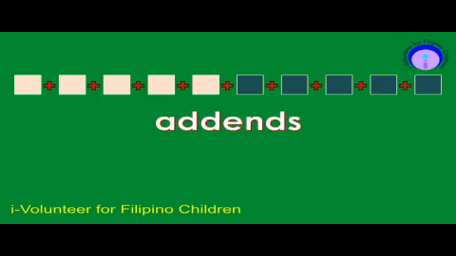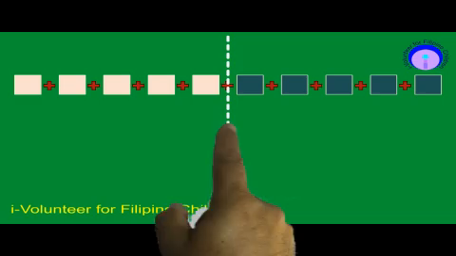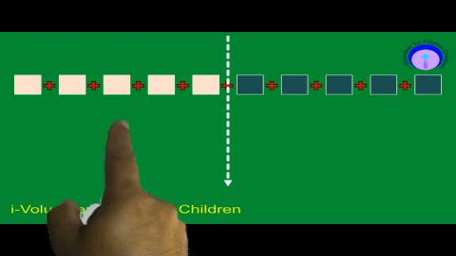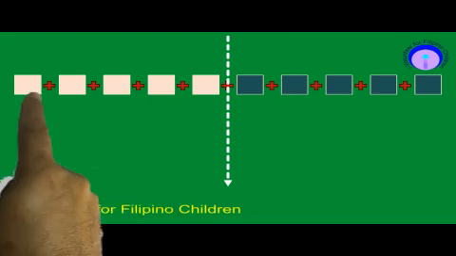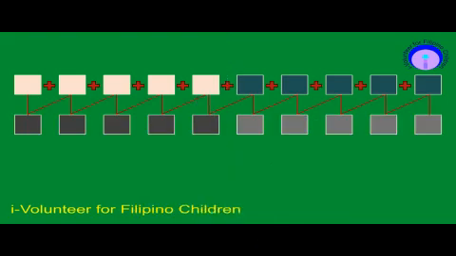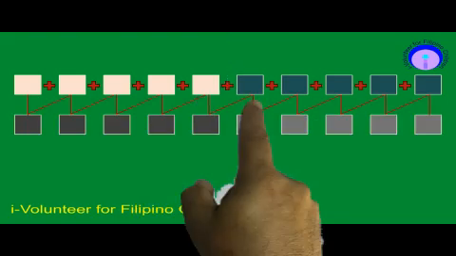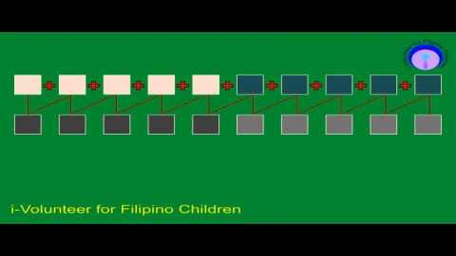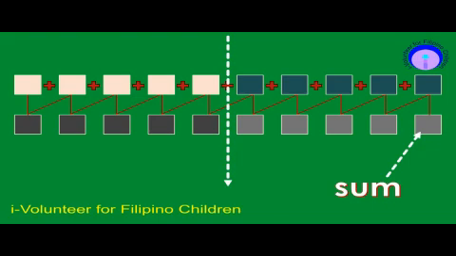Ano ba ang mga addends? Ito yung mga numbers na i-add natin. Manito. Ito ay nagbibigay ng senyales na ito ay kalahati ng 10 boxes. Ito ang first 5 boxes. 1, 2, 3, 4, 5. And of course, pagkatapos niyan ay 6th, 7th, 8th, 9th, and 10th boxes. Itong boxes na nasa ilalim, ito ay mga sum o result of addition which is called sum.